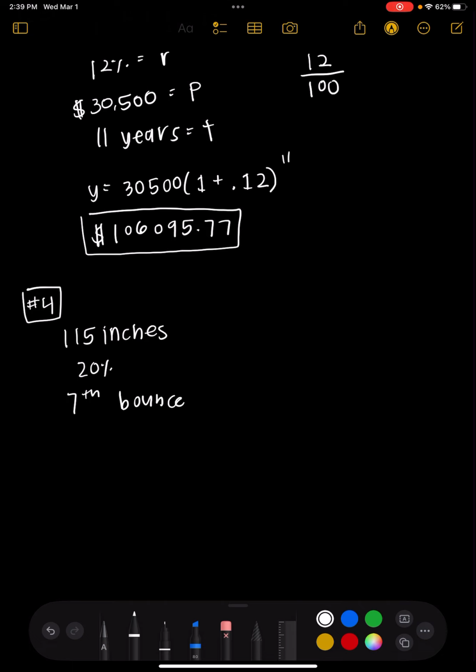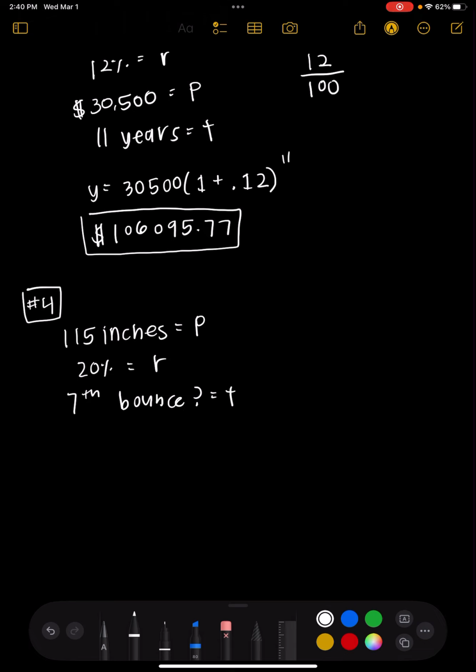Okay, so here's the deal. This one's a little bit different because we're not dealing with money. But the 115 inches is like the starting height. So we're going to use that as our starting amount. The 20% is your rate, and then the 7th bounce is actually your time. Well, I realize that 7th bounce is not necessarily a time. We're going to use it as the time in this question because it's asking what happens after the 7th bounce.